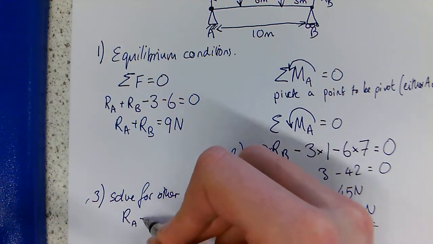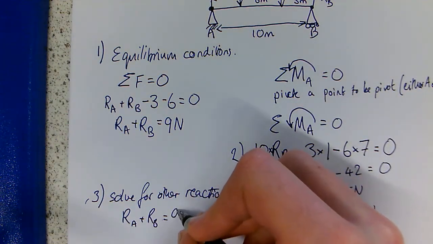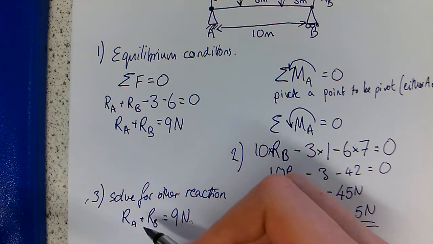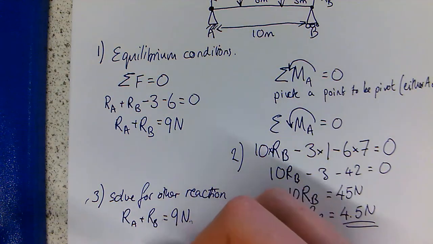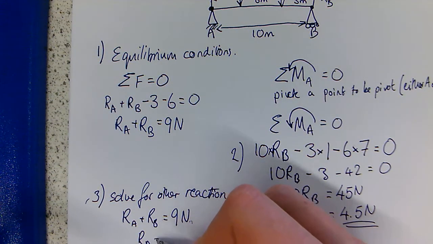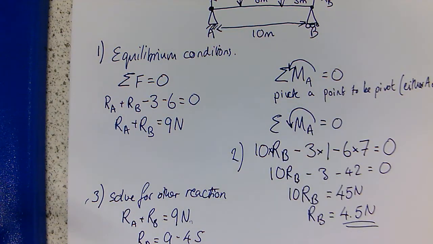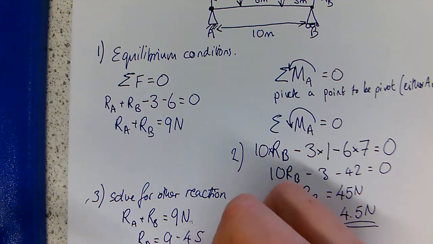RA plus RB is equal to 9 newtons. So that means that RA is going to be 9, take away 4.5. So reaction A is 4.5 newtons.